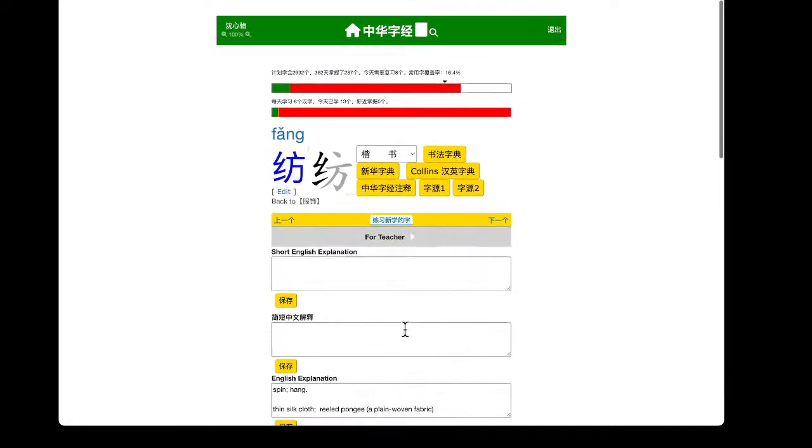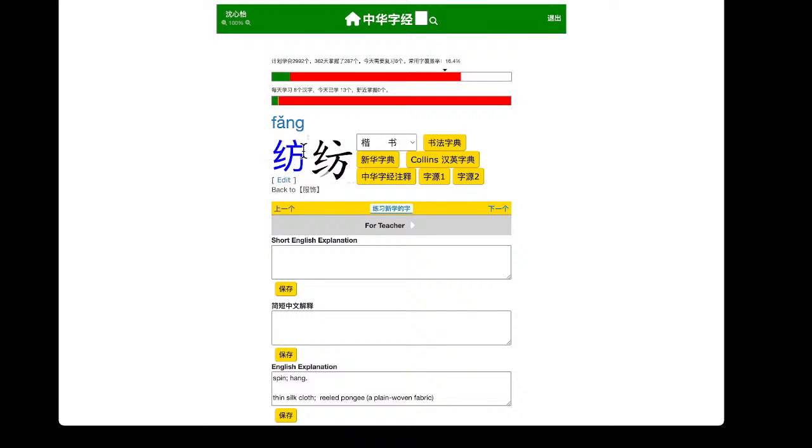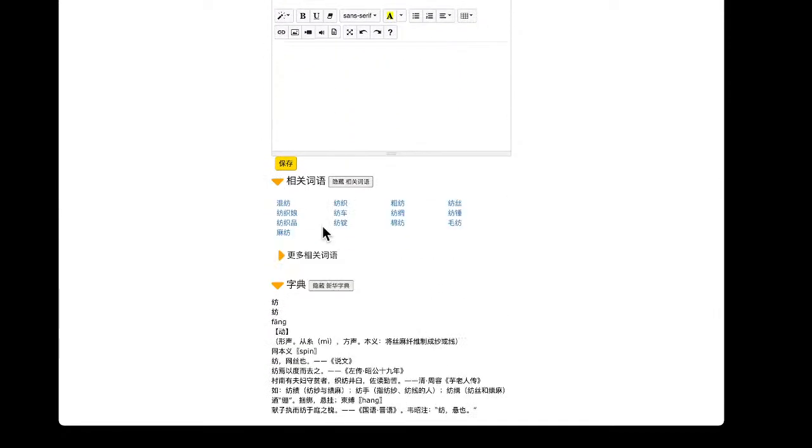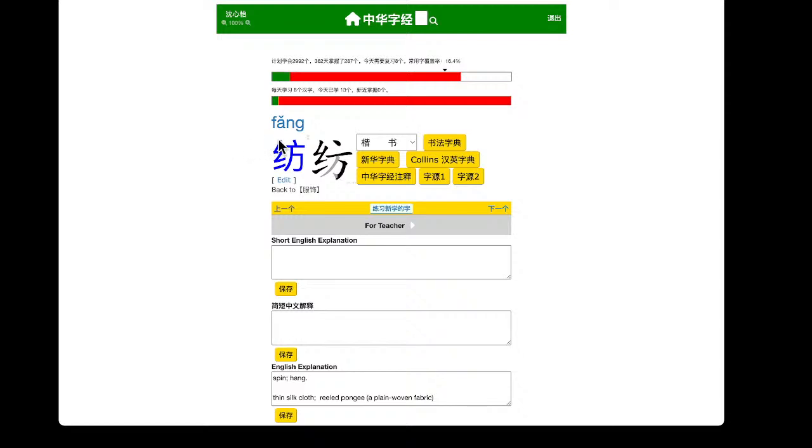Now this one is also in common words related to fabric, okay? 混纺, 纺织, 纺车, 纺丝, these are all related to fabric or making fabric, okay? So this character itself means the process of making fabric, okay? 纺. Right, so let's take a look at that.